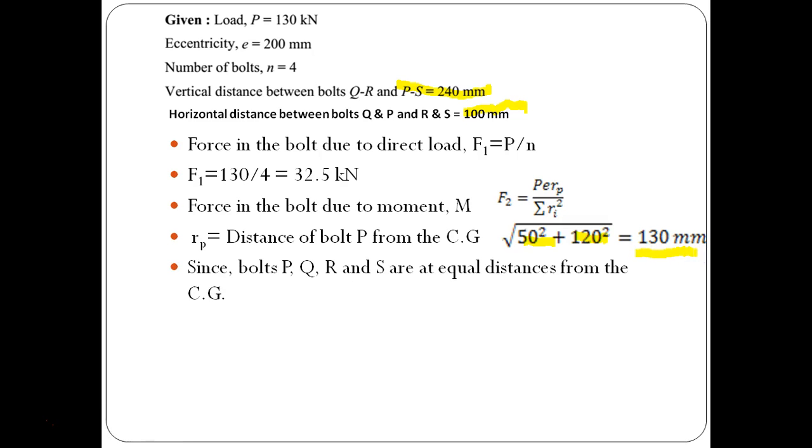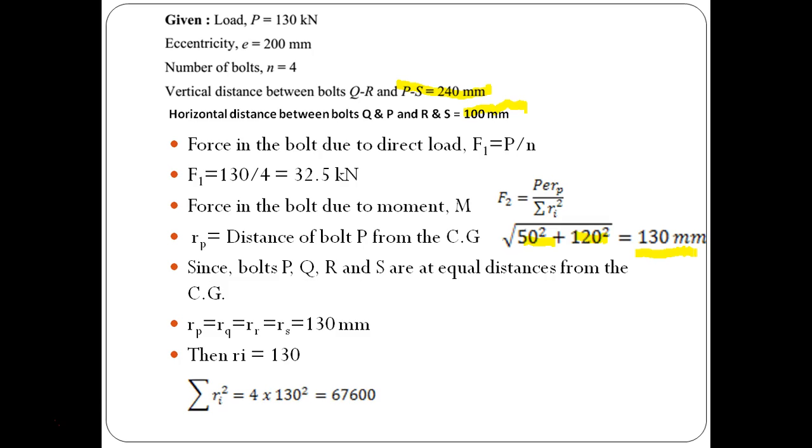Now we can see from the figure that bolts P, Q, R and S are at equal distance from the CG. So the distance of the bolt from CG for all 4 bolts, P, Q, R and S, is equal to 130 mm. So we can say that Ri equals 130. Load is given, eccentricity is given, and Rp we have calculated. The only remaining part is the summation of Ri square.